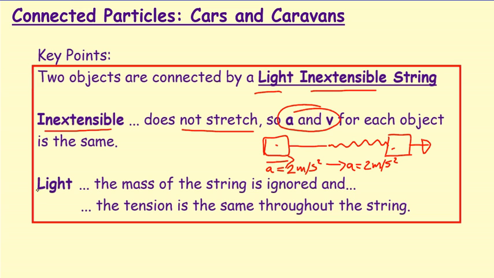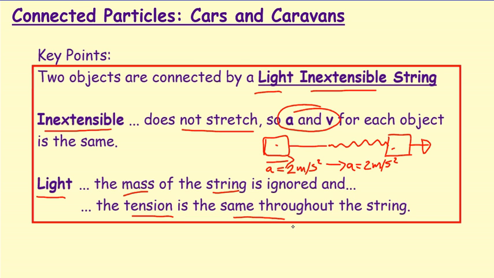The word light means that the mass of the connection, the string, can be just completely ignored. We don't have to worry about adding some weight to the weights of the objects. We just consider the weights of the objects. And then finally, the tension is the same throughout the string.